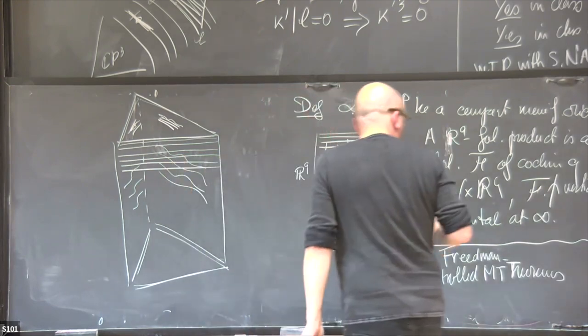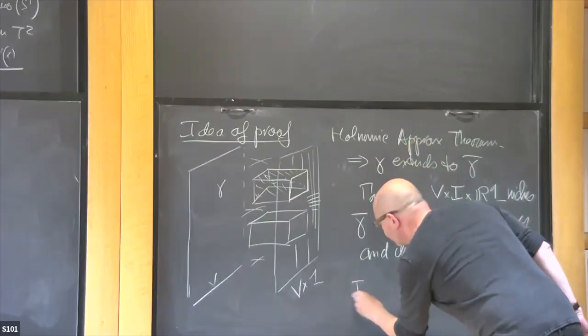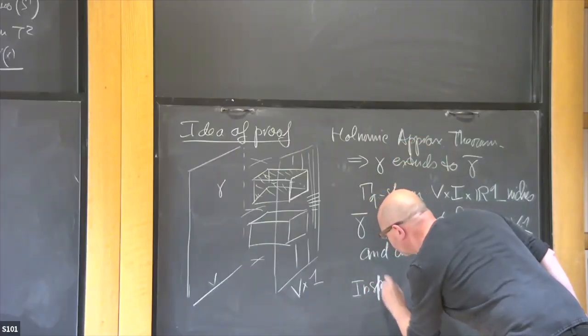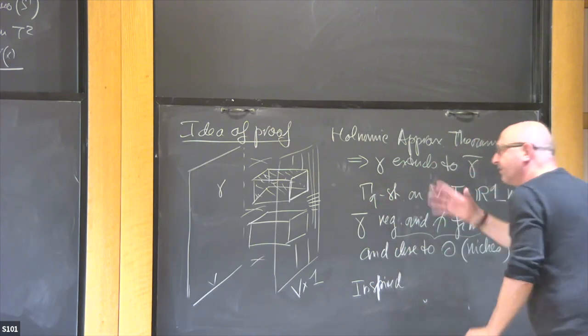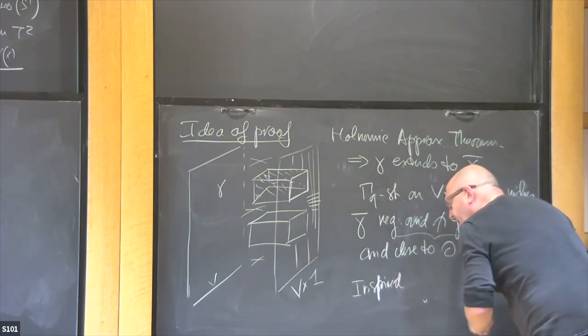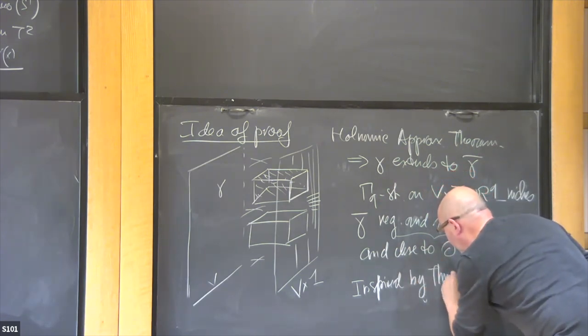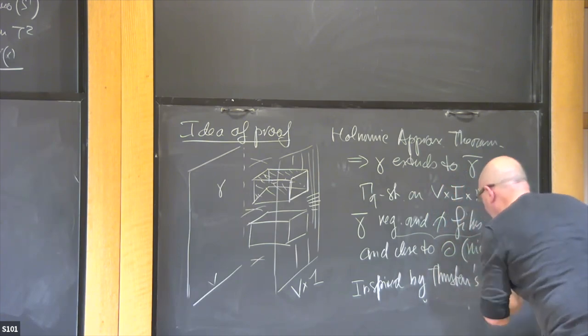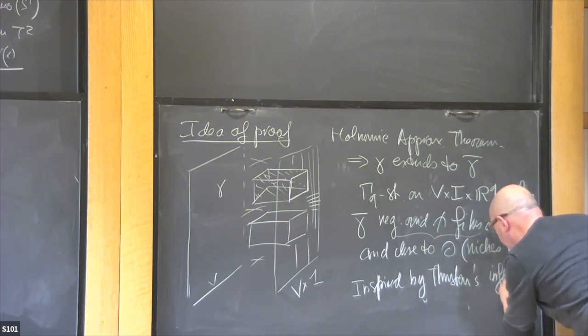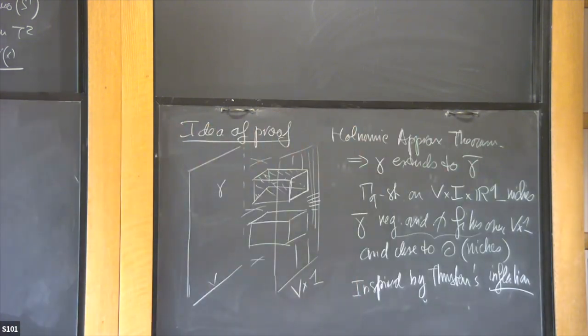So it's an idea of obstruction. I should have said that it's inspired by a method in a slightly different frame introduced by Thurston, called by him inflation. It was his method to prove the h-principle for foliations.